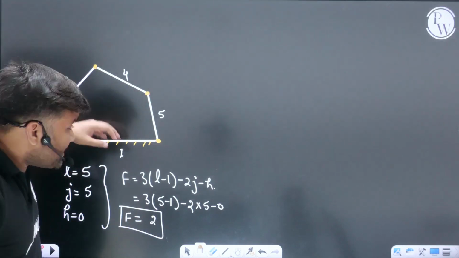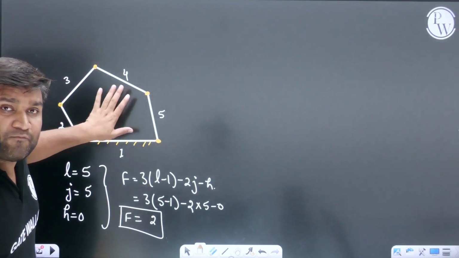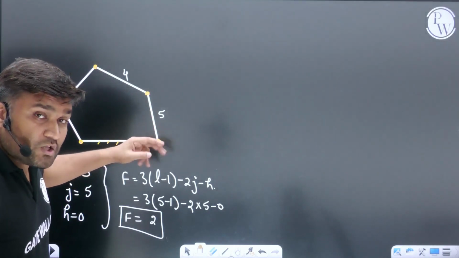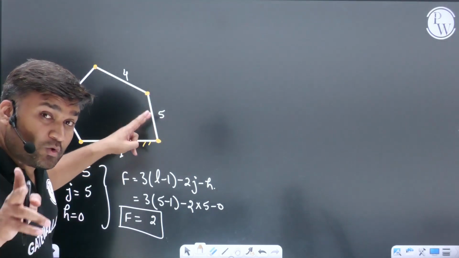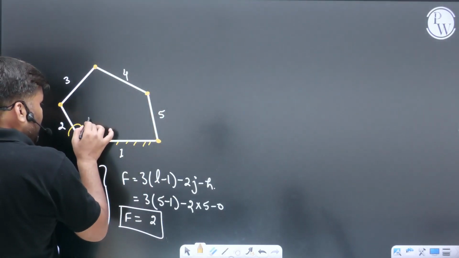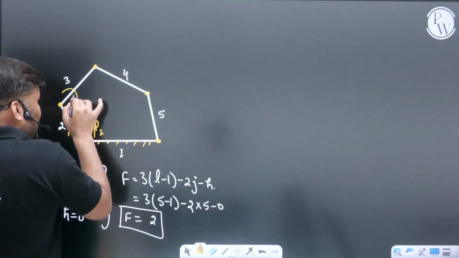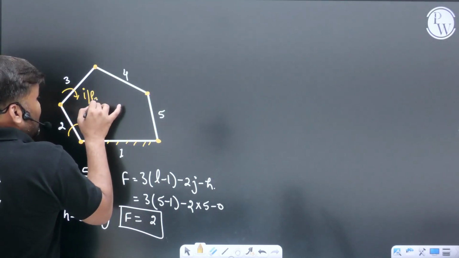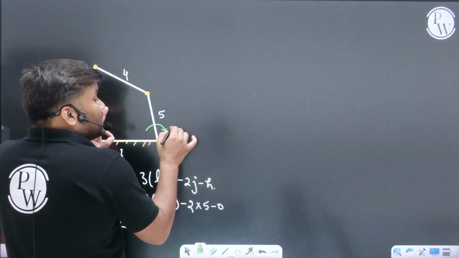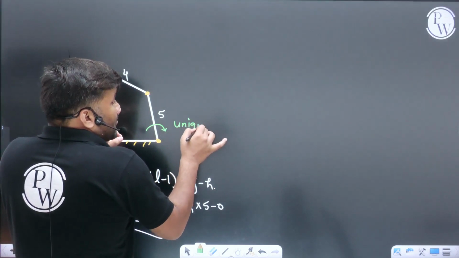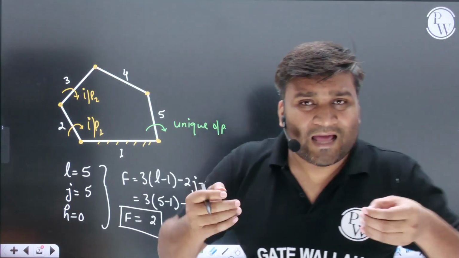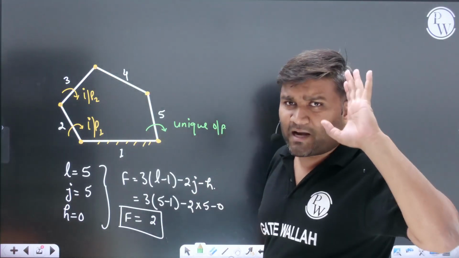It means that in this mechanism, if you want a constrained output, you have to give input at 2 different places. If you give one input here, input number 1, and another input somewhere here, input number 2, then only can you get a constrained, unique output from here. Getting my point? So what is the meaning of degree of freedom and how do we calculate it? Everybody has a clear idea.